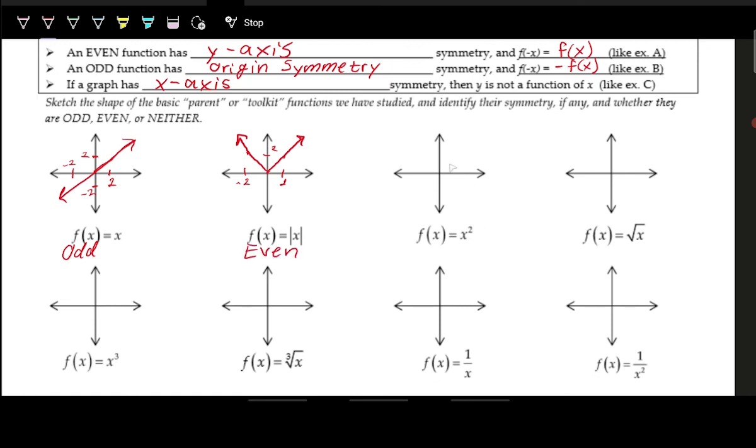And moving down the list, we got x squared, which is that U-shape looking one. This one is very similar to the one we looked at before. It does, in fact, have that y-axis, or even, symmetry. And then the square root of x, that looks like this guy. It's only appearing in this one quadrant up here in the corner. There's no sort of reflections, there's no possible outputs for the negative inputs. So this one is neither.